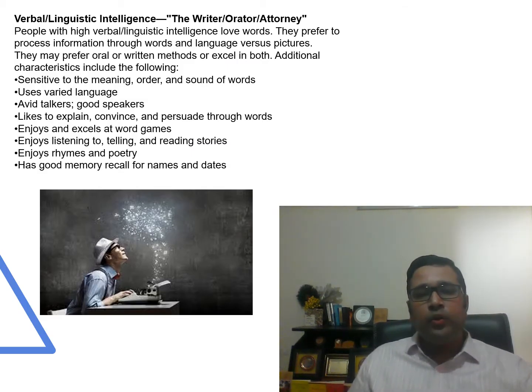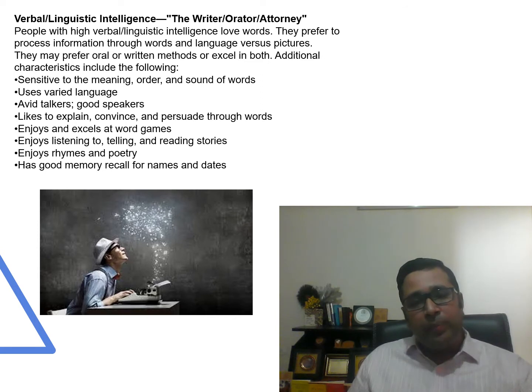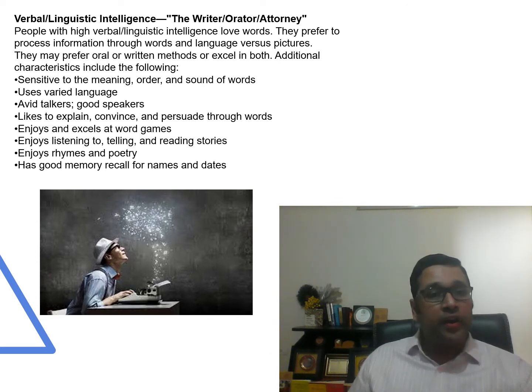So moving to the first intelligence in a little greater detail, the verbal and linguistic intelligence. The people possessing this intelligence turn out to be the writers, the orators, the attorneys, etc. People with high verbal linguistic intelligence love words. They prefer to process information through words and language as opposed to pictures. They may prefer oral or written methods or excel in both.